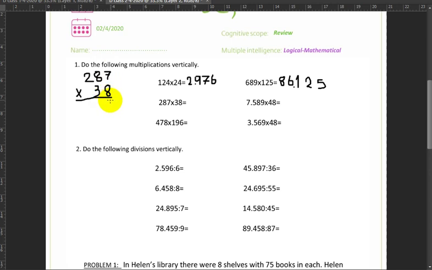8 times 7 makes 56. Right, 6 carry 5. 8 by 8 makes 64, plus 5 that I carried over makes 69. Right, 9 carry 6. 8 by 2 makes 16, plus 6 that I carry over makes 22. Write a 0 beneath the ones. 3 by 7 makes 21. Write 1, carry 2. 3 by 8 makes 24, plus 2 that I carry over makes 26. Write 6, carry 2. 3 by 2 makes 6, plus 2 that I carry over makes 8.